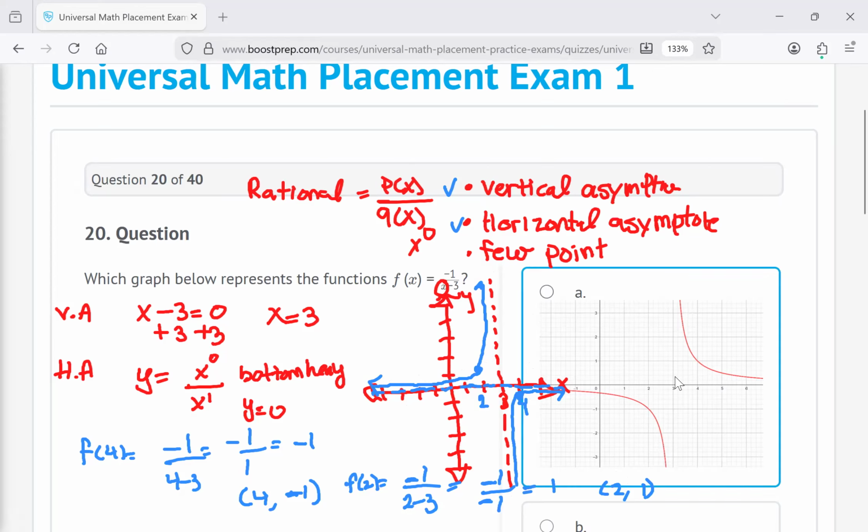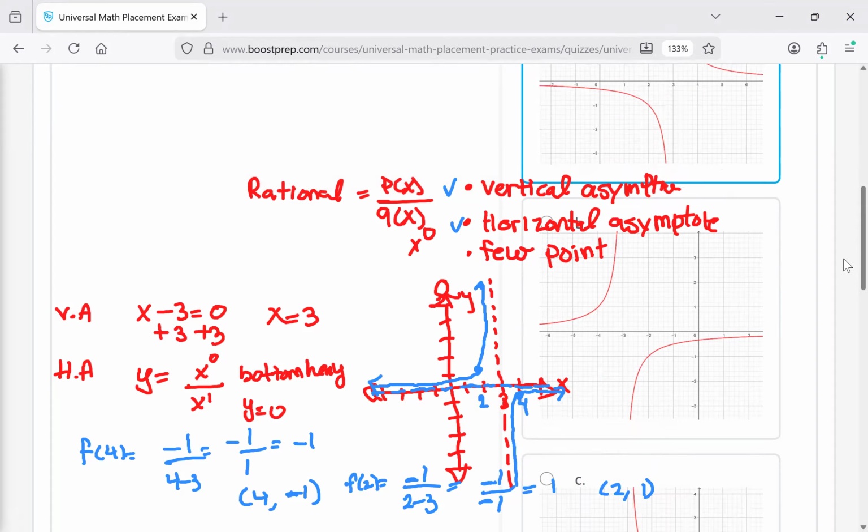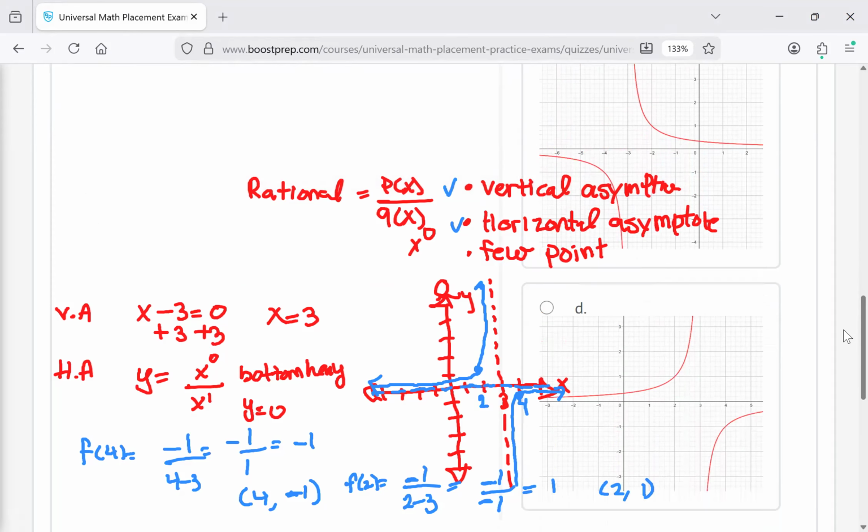So which one is that going to be? Is it A, vertical asymptote 3? Yes. y equals 0, and then, oh, it doesn't behave the way on the right it curves like this, so it's not A. Is it B? No. Vertical asymptote is wrong. Is it C? No. Vertical asymptote is wrong. Is it D? Maybe. Vertical asymptote 3, horizontal through 0, and then yes. It behaves like this on the right, and then on the left, yes. So I'm going to say D.